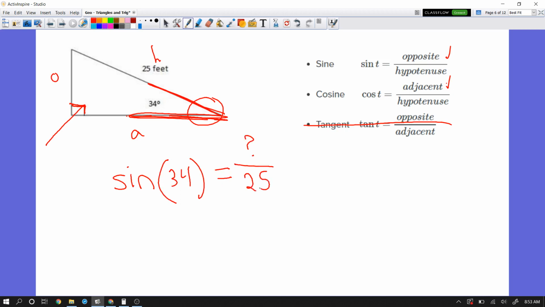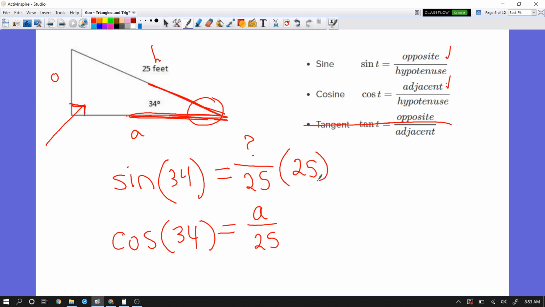So let's go ahead and set up the other one, since we can. Cosine, the angle measure. I'm going to use A, and then 25. Here's what this looks like. You want to get rid of that divided by 25, so we're going to multiply both sides by 25. And once we get these answers, I'll explain what it did.